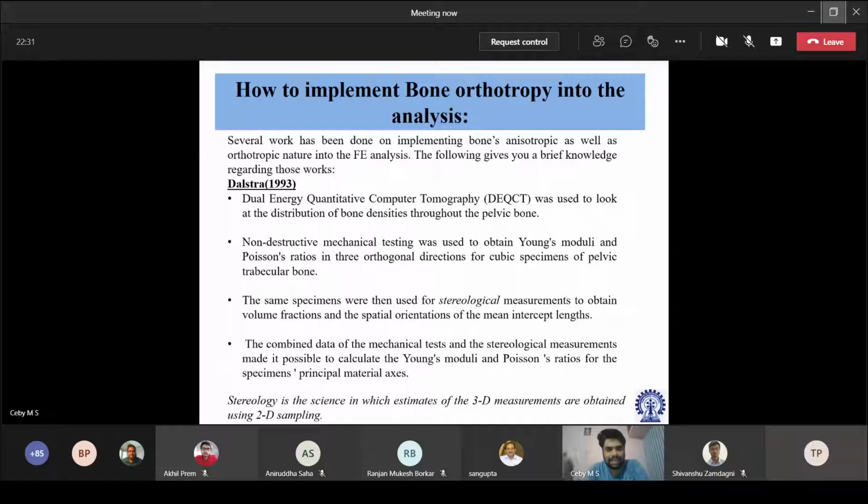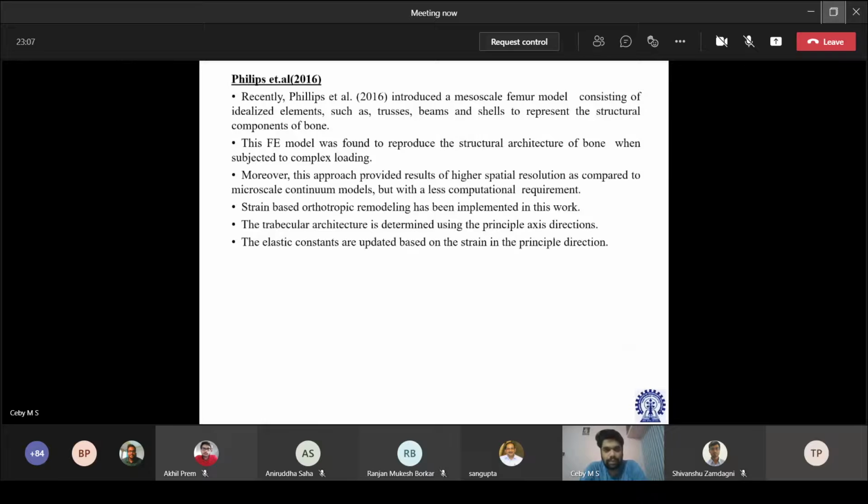Once he gets the Young's modulus values and the principal directions, he can get the Young's modulus in that particular principal direction. Because during the experimental study, he found the Young's modulus in 3 orthogonal directions, he just has to align those orthogonal directions to the principal axes using the transformation. So he got the Young's modulus in the principal directions, and thereby the orthotropic nature can be implemented into the analysis.